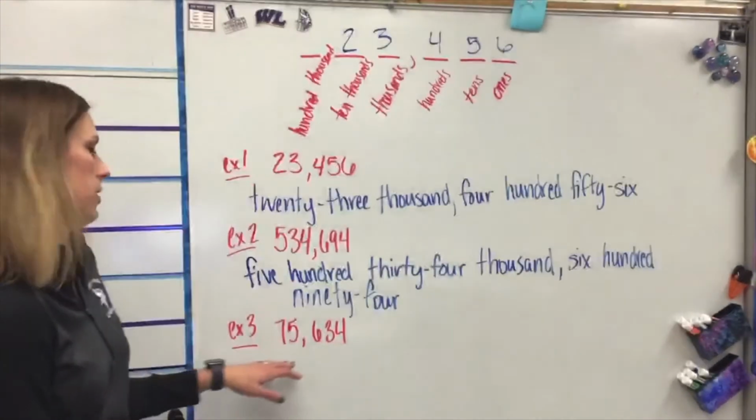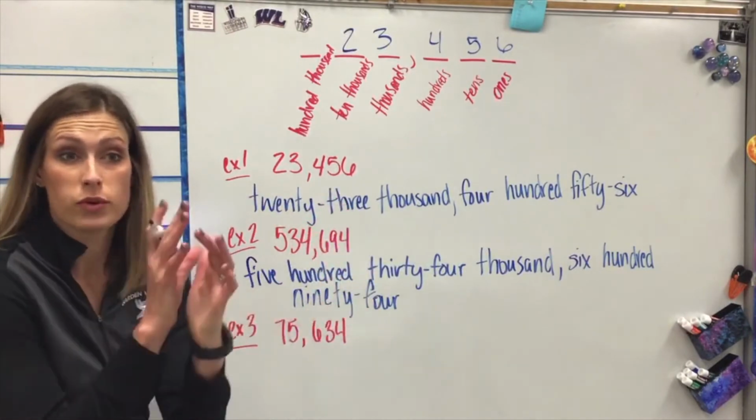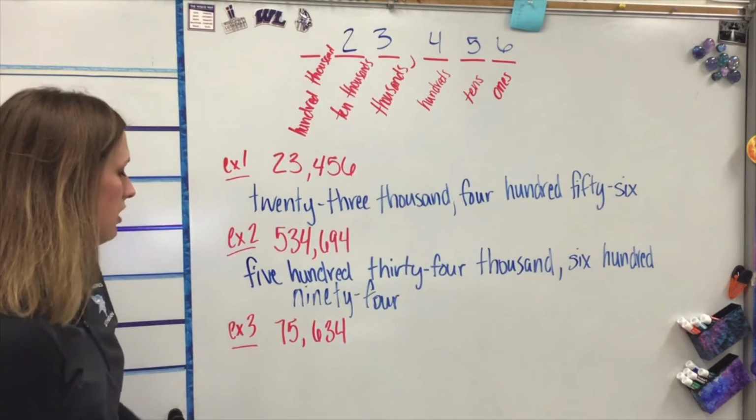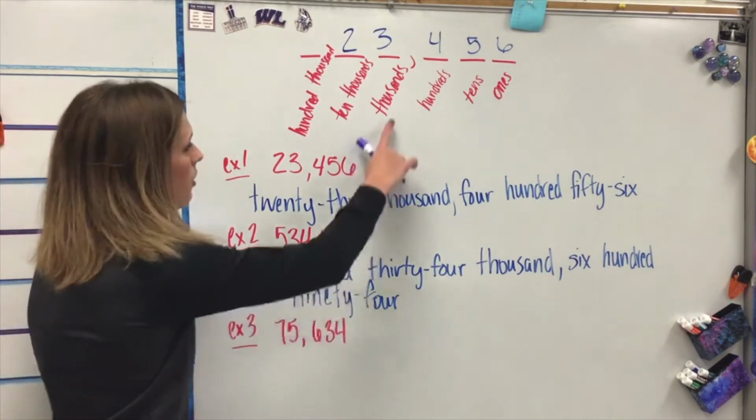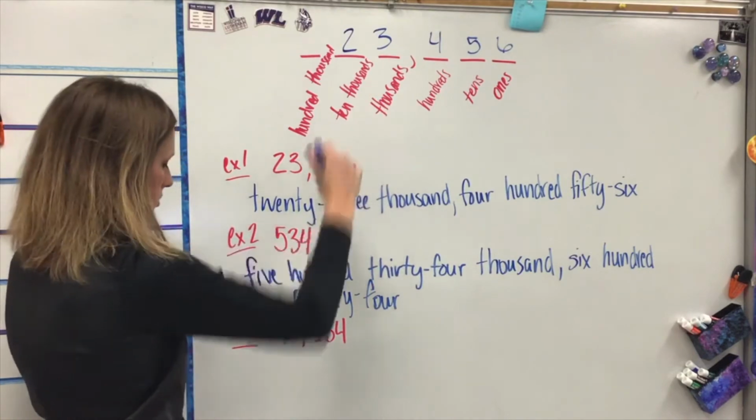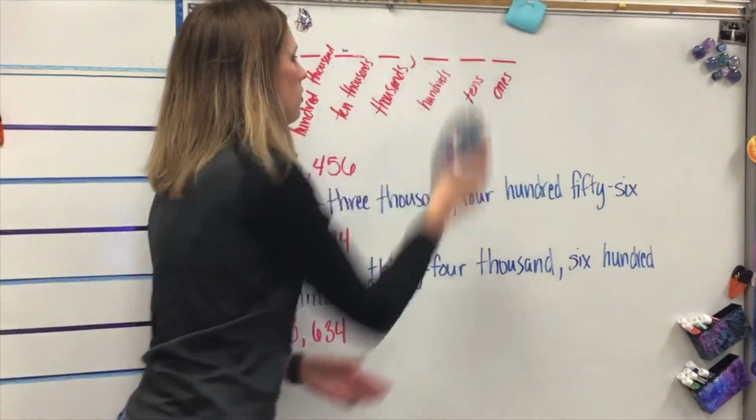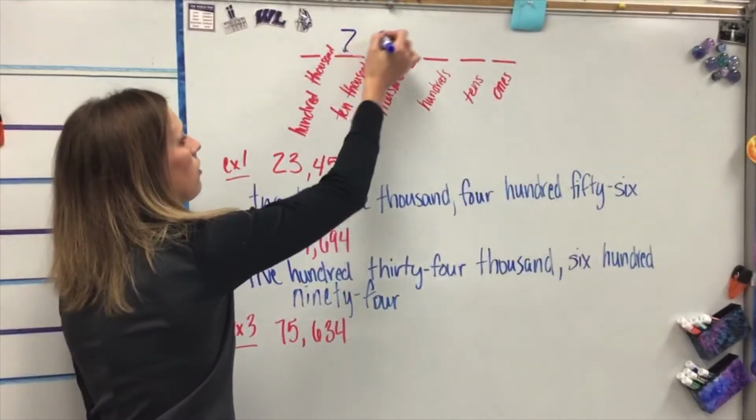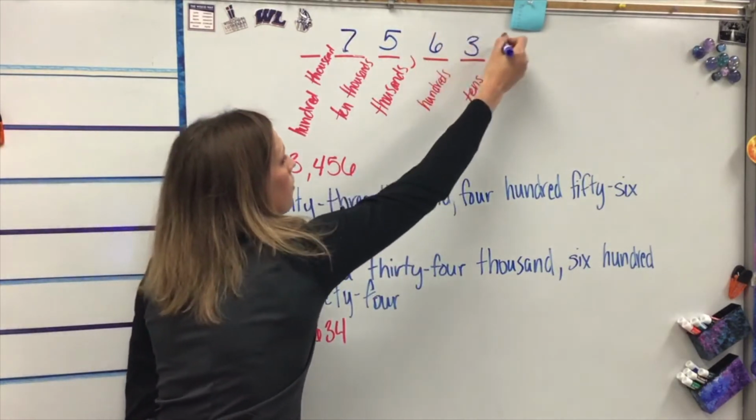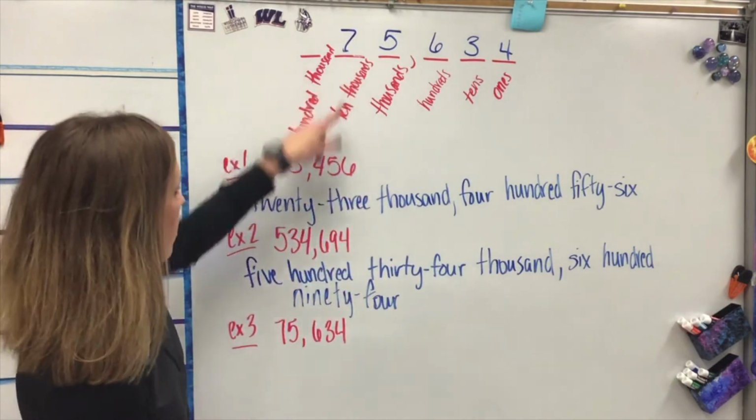Example 3 says write 75,634 in expanded form. So we're going to take that and we're going to expand it out. What we have to do first is start with our first digit. This is a 7 in the 10,000s place, right? Because it's 2 in front of the comma. In the 10,000s. So if I were to put this up here, I've got my 7 first, then my 5, then 6, 3, 4. Okay? So first things first, 7 in the 10,000s place.